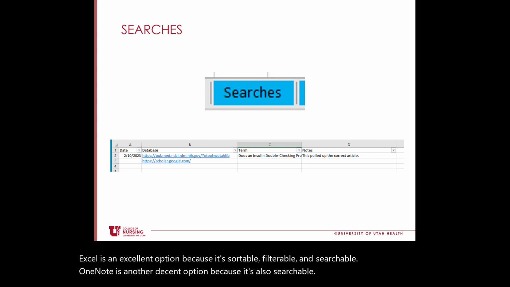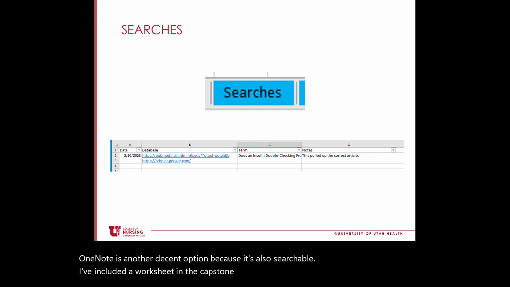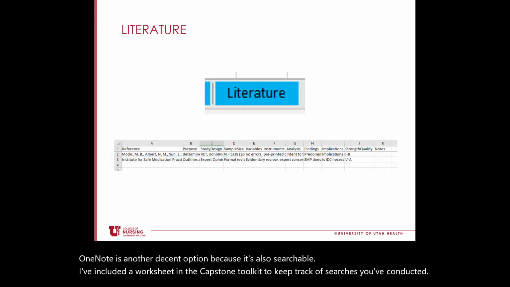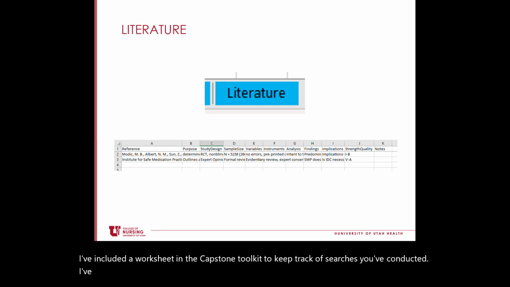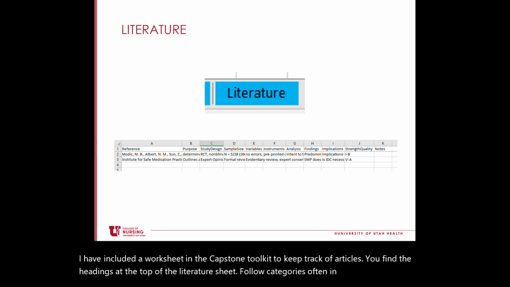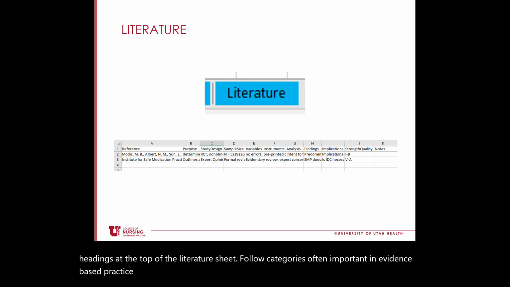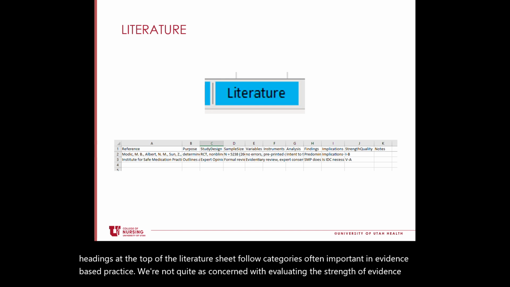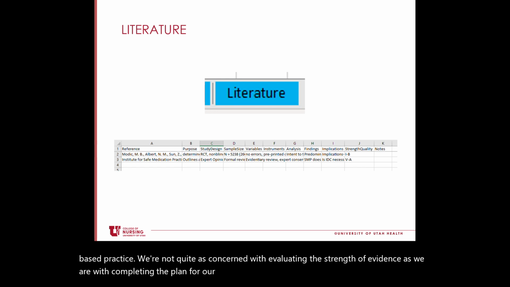I've included a worksheet in the Capstone Toolkit to keep track of searches you've conducted. I've included a worksheet in the Capstone Toolkit to keep track of articles you find. The headings at the top of the literature sheet follow categories often important in evidence-based practice. We're not quite as concerned with evaluating the strength of evidence as we are with completing the plan for our projects. So it's up to you how much you formally evaluate the strength of evidence for the articles you find.